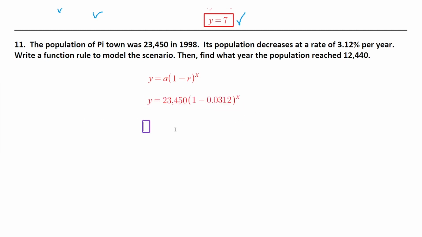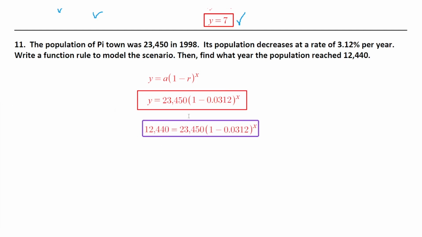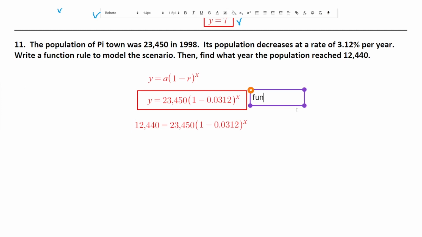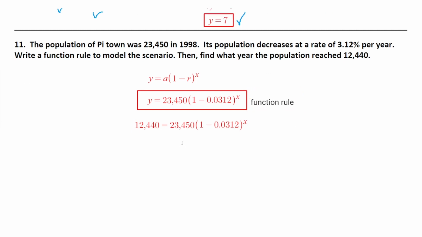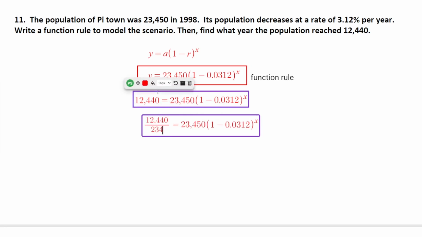And so now we want to see what year the population reached 12,440. So we're going to substitute 12,440 in for y here and solve for x. I'm just making a little note here that this is our function rule. In other words, what's the equation? Okay, so first things first, I'm going to divide both sides by 23,450. I'm not going to bother trying to simplify it because it's going to be a calculator problem.